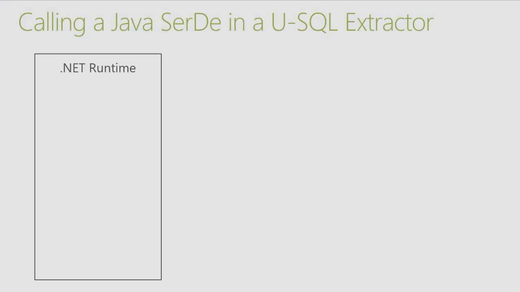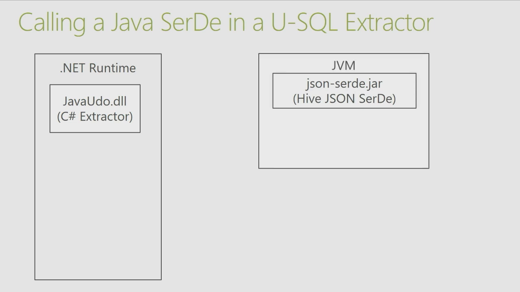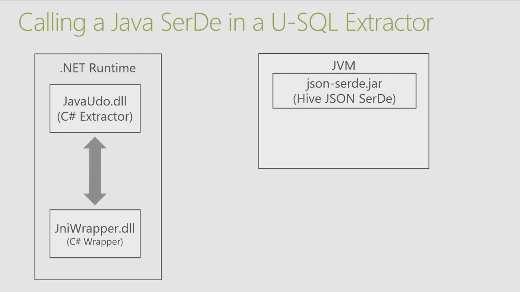So here's, to recap, what the infrastructure looks like. Obviously we have the .NET runtime inside our Vertex. So I wrote my JavaUDO.dll that contains the C# extractor that we looked at earlier. And now I want to invoke this JSON30 jar file. Now how do I do that? Well, obviously I need a JVM to be able to execute this. But I can't really call directly into the JVM. So what I have is a JNI wrapper.dll, which is a C# wrapper. That is the interface that I'm communicating to through the Java UDO, through my C# extractor.